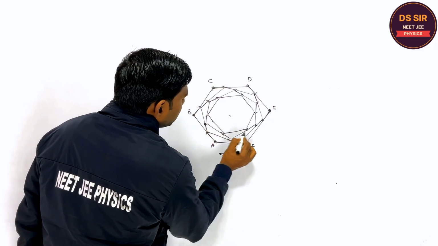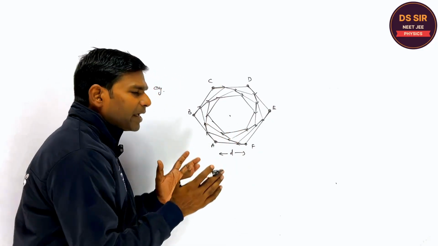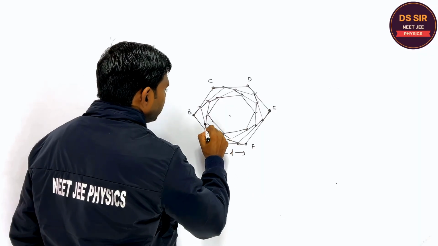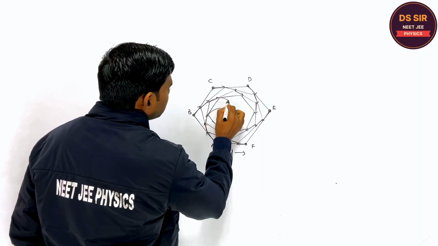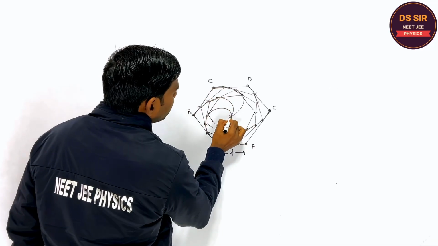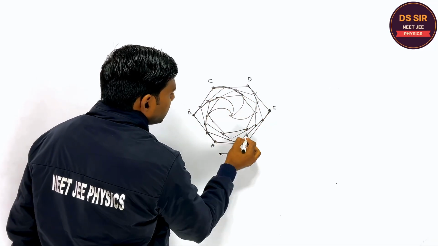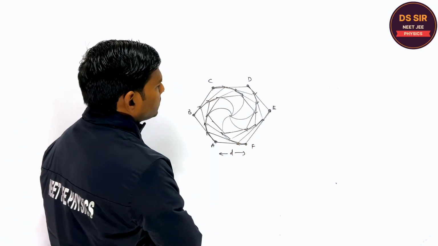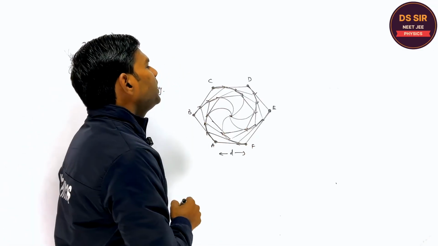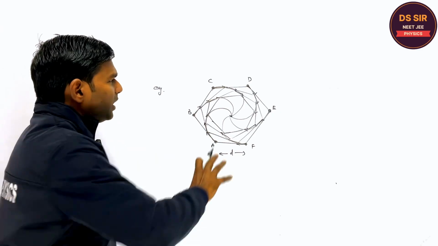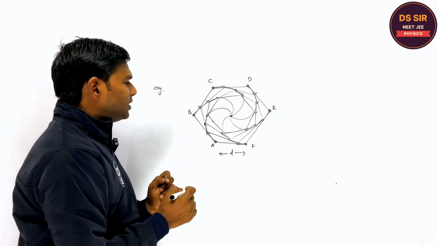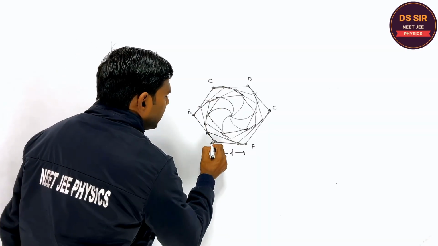What is happening? The side of the hexagon is decreasing, right? And finally, they will meet like this. So six particles will meet at the center of the hexagon, and the side of the hexagon is decreasing. By what rate? Let's see.